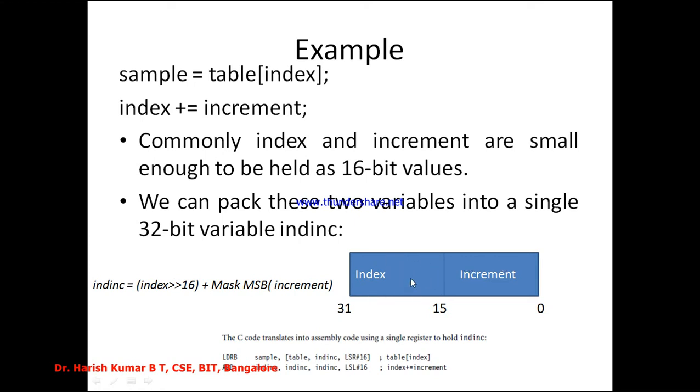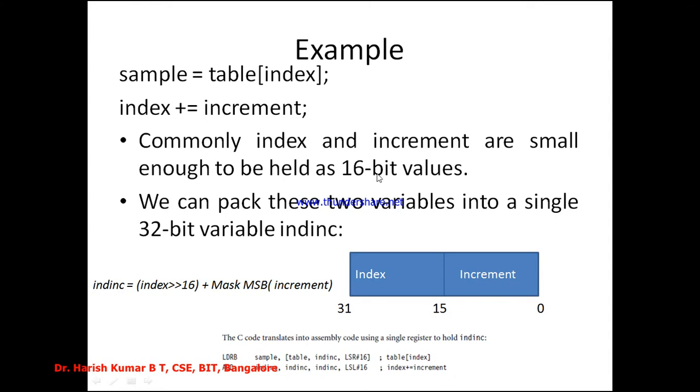I don't want this 5 now. What is it that I have to do? I have to mask this. This is masked, made as 0, and this is 4. Now 0, 4. Mask MSB increment 0, 4. This is 0, 5 plus 0, 4. How much is it? 9. And that goes to this. And the same assembly language implementation is shown here.